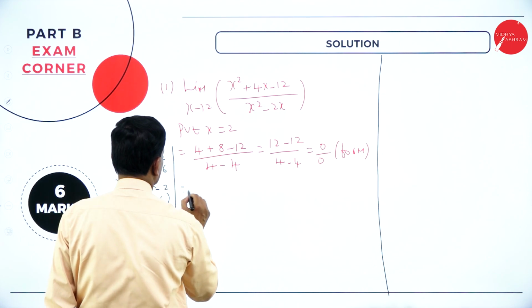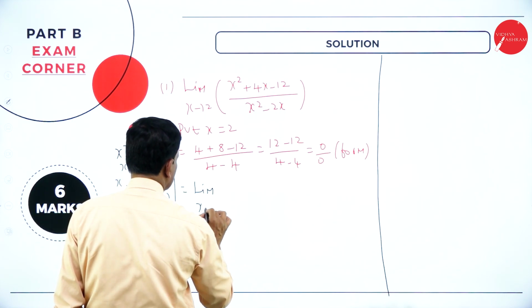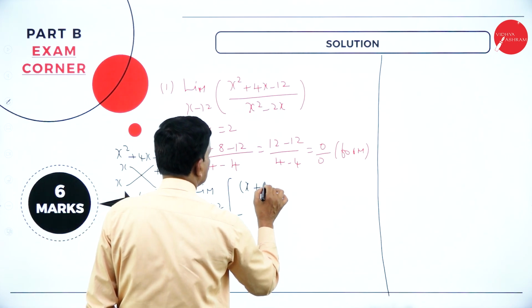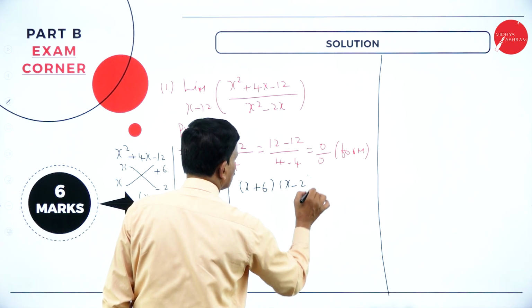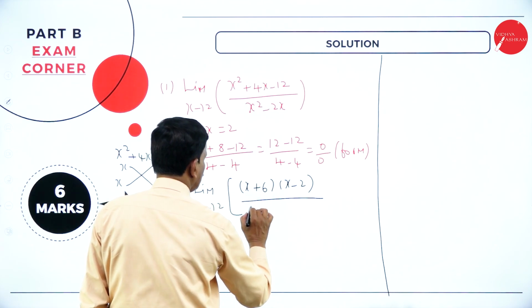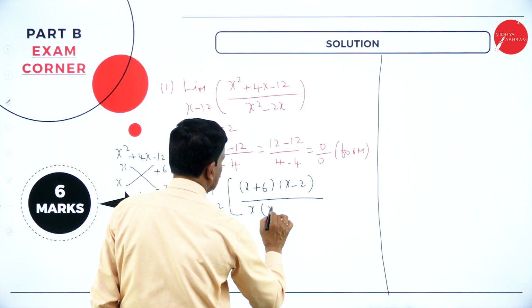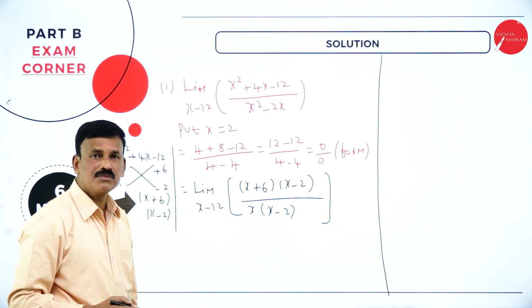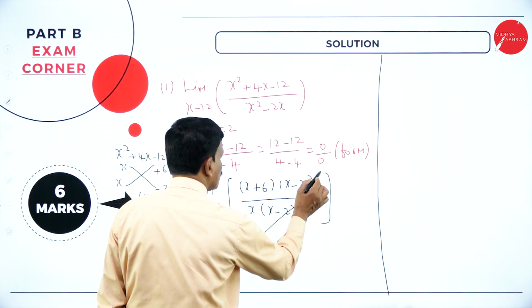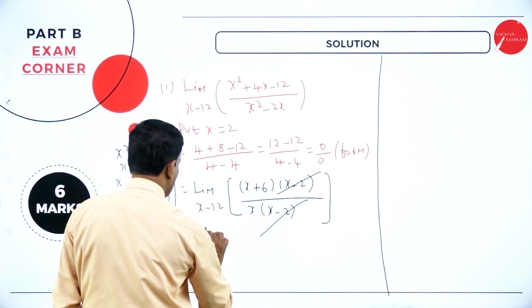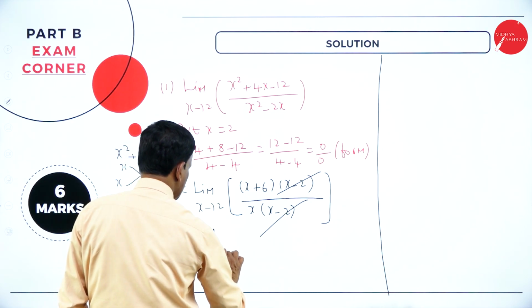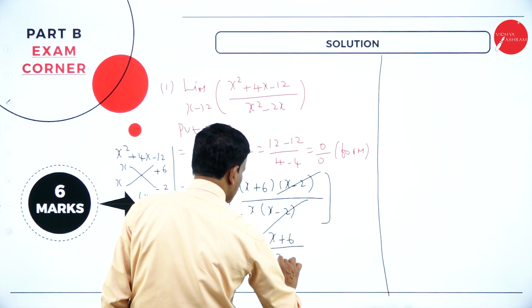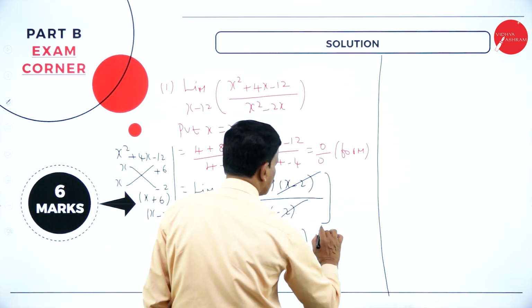So this can be written as limit x tends to 2 of the numerator, x plus 6 into x minus 2, divided by, in the denominator you can take x common factor, x into x minus 2. Cancel the terms which get cancelled. Here x minus 2 gets cancelled. What is left over is limit x tends to 2 of x plus 6 divided by x. Now put x is equal to 2.